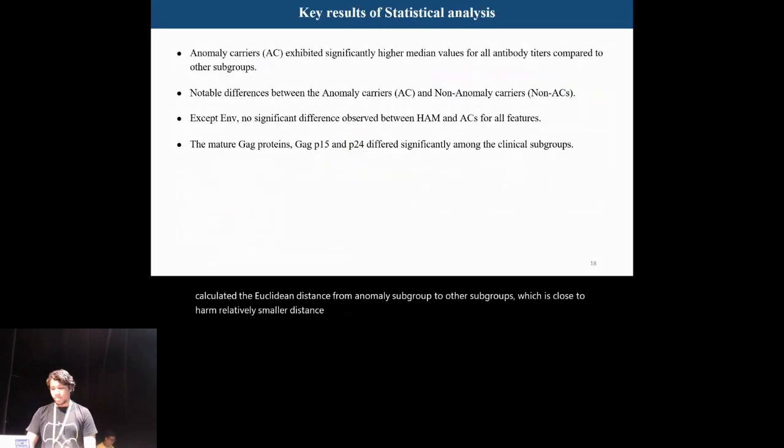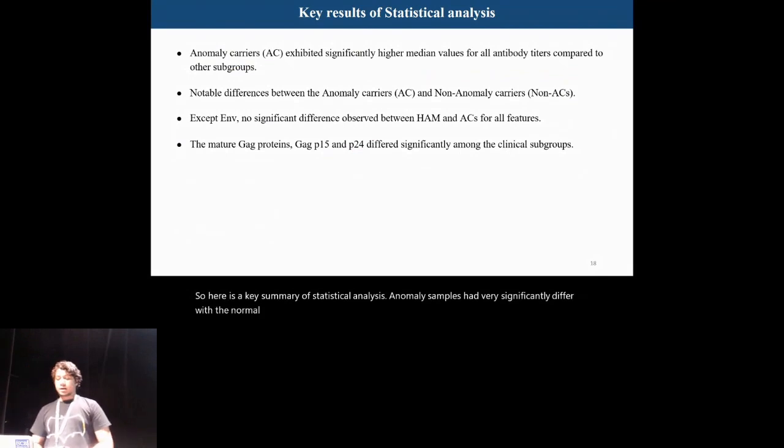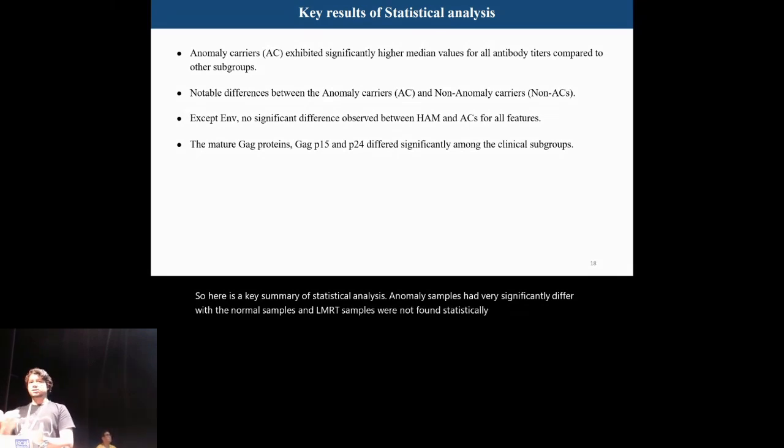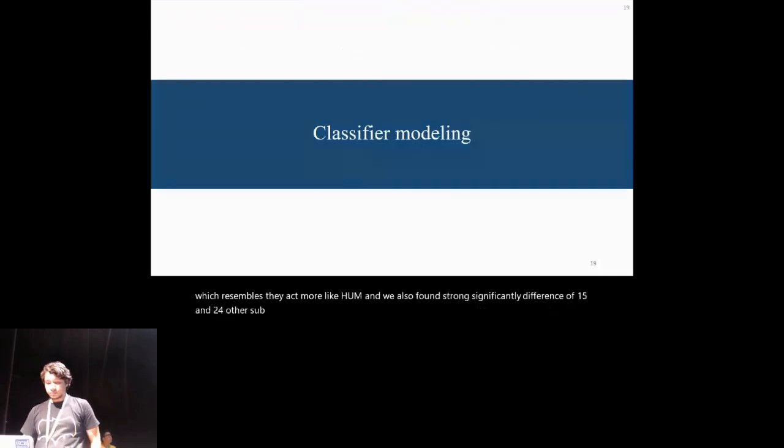distance to harm. So here is a key summary of the statistical analysis. Anomaly samples differed very significantly from the normal samples, and anomaly samples were not found to be statistically significantly different from harm, which suggests they act more like harm. And we also found a strong, significant difference of GACP 15 and 24 among the other subgroups.